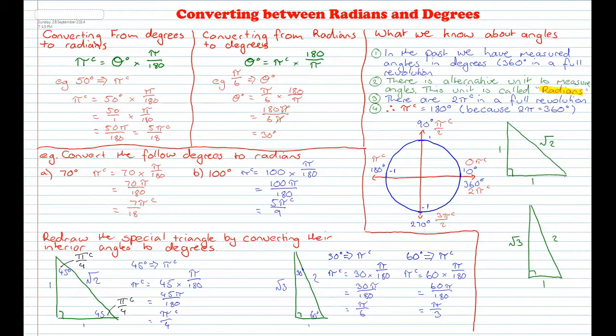So now if I have a look at this triangle over here, the second one, as you can see I've gone through and written 1, 2, root 3, and of course this means that this angle here is 30 degrees and this one here is 60 degrees.